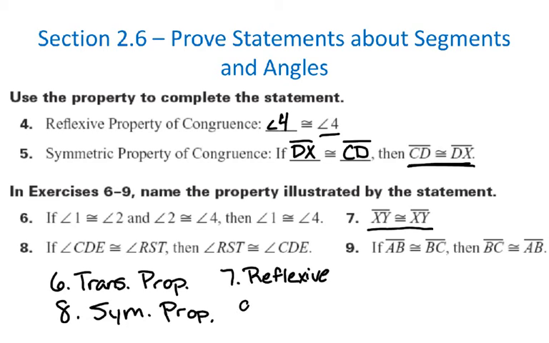All right, last one, 9. If segment AB is congruent to segment BC, right here, then segment BC is congruent to segment AB. Again, just like number 8, except using segments. We are flipping those segments around and stating they're congruent, so symmetric property again.